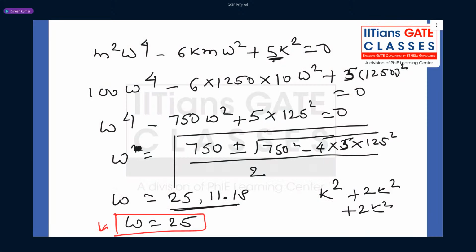I have substituted 1250 square. Now it is correct, right? Hassan, it is correct, right? This equation is correct, right? I have corrected my typo.